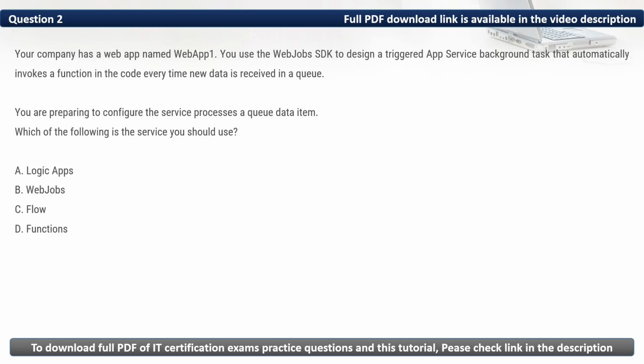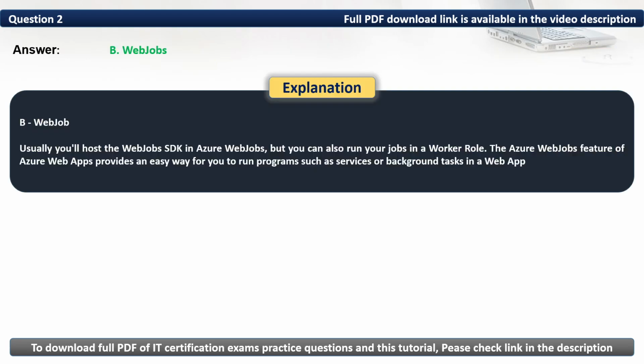Here in this question, based on the given scenario, the service that we should use is web jobs. Thus, the correct option is B. Usually, you shall host a web jobs SDK in Azure Web Jobs, but you can also run your jobs in a worker role. The Azure Web Jobs feature of Azure Web Apps provides an easy way for you to run programs such as services or background tasks in a web app.